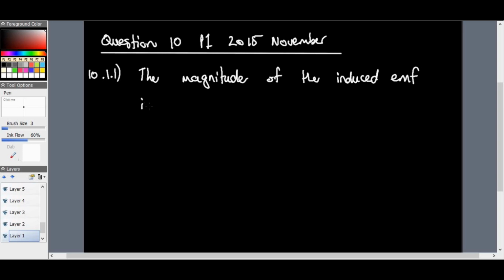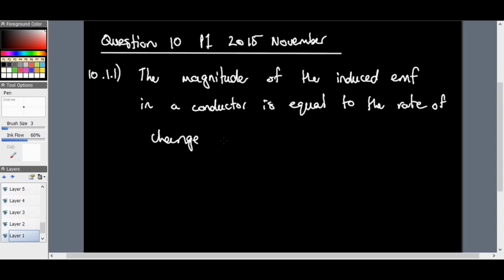In a conductor is equal to the rate of change, I was going to say in, but it's actually of the magnetic flux. Or you can go a step further and say of the magnetic flux linkage. Okay, cool.